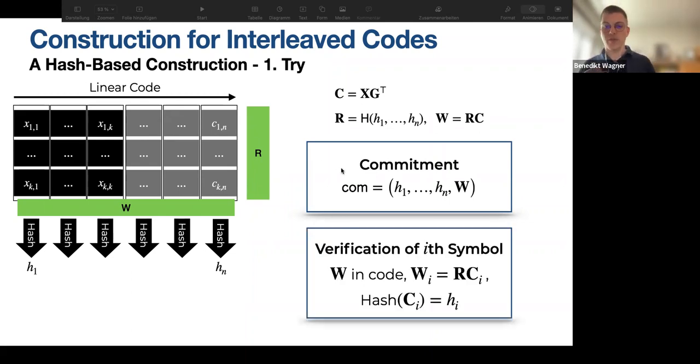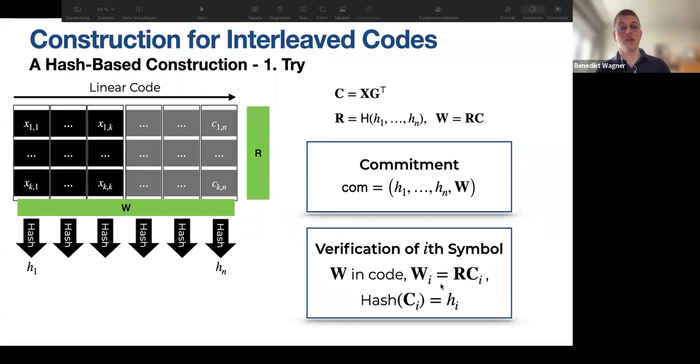So how do you verify an opening then? One aspect of this construction is that there is no explicit opening proof. Instead, I just give you the symbol. A symbol, to recall, is a column in this matrix. So I give you this column, c_i. You always check that w is in the code. For position binding, you check that the hash is consistent. And then you also check that along this column, the linear combination was formed correctly. So you check that r times c_i is w_i. That's how you check it.